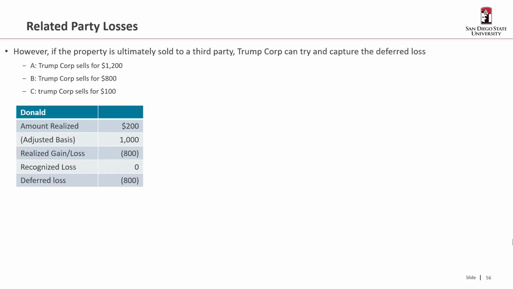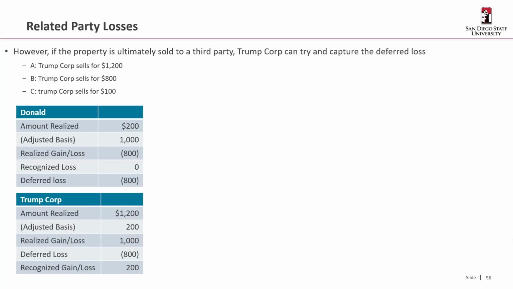So here's Donald's transaction, right? His amount realized is the 200 he receives for selling it to Trump Corp. His adjusted basis was 1,000. His realized loss is 800. But under the related party sale rules, he's not allowed to deduct any of that. And so it's all deferred.